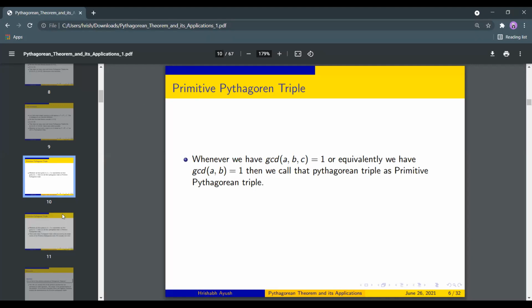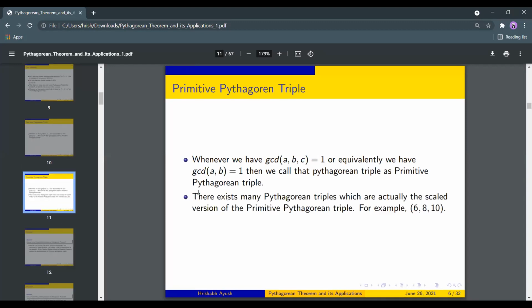Yes. Okay, cool. So there exist many Pythagorean triples, which are actually scaled versions of the primitive Pythagorean triples. You have 3, 4, 5, and when you multiply all of them by 2, you get 6, 8, 10. So you see, there are infinitely many Pythagorean triples, which are actually the scaled versions of the primitive ones. So any questions as of now? No, it's clear. Okay, fine. Let's move to the next slide.